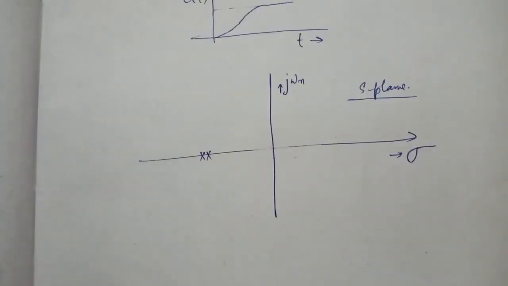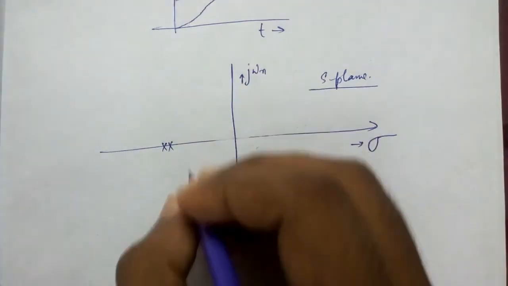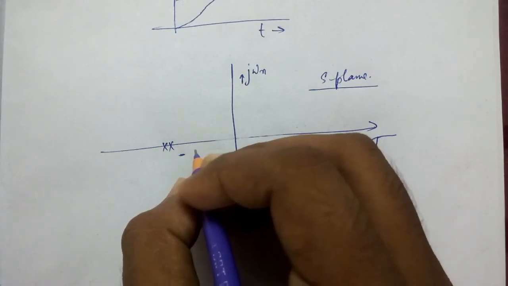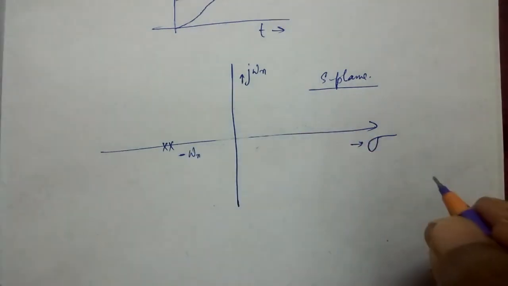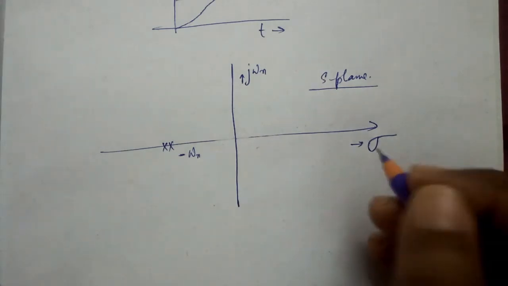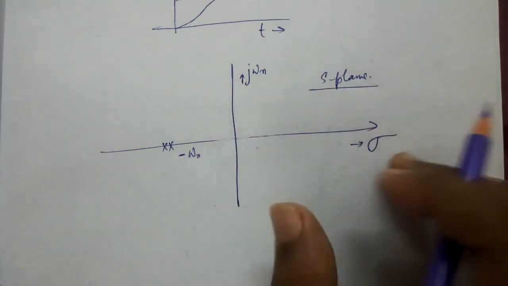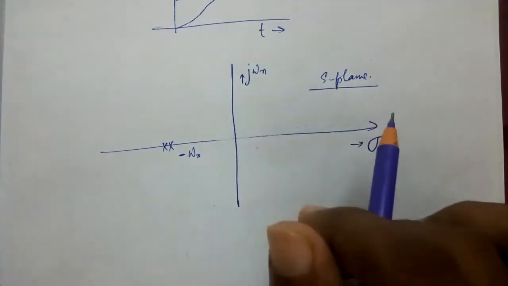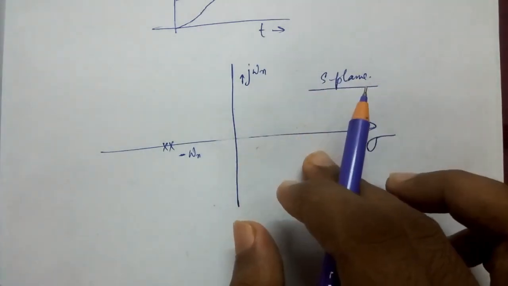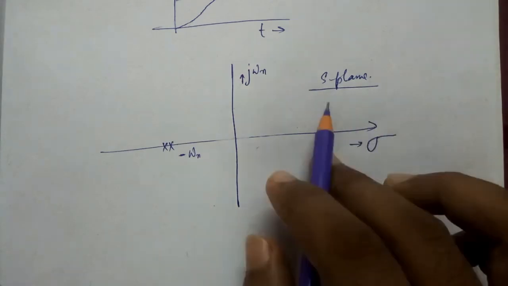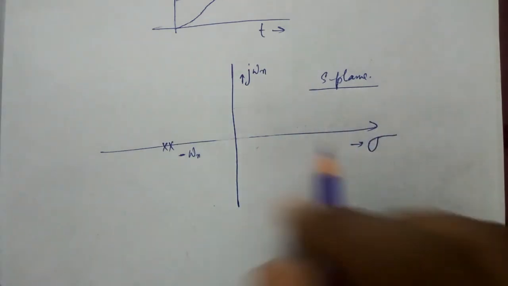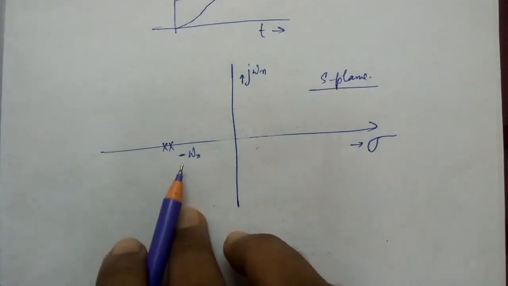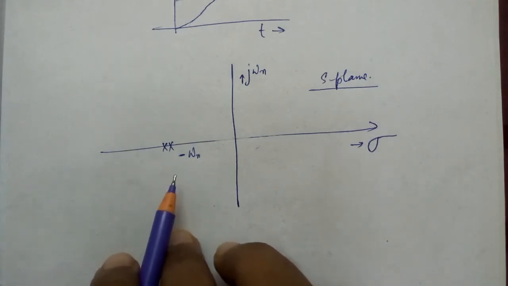Let us see. Here are the two poles at the minus omega n location. This is minus omega n actually. And this is the plot of the complex part versus the real part of the S plane. S is equal to sigma plus j omega. So for zeta equal to 1, two poles are at minus omega n.